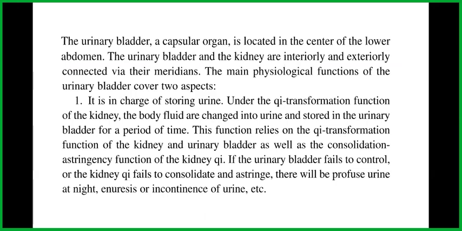Under the qi transformation function of the kidney, the body fluid is changed into urine and stored in the urinary bladder for a period of time. This function relies on the qi transformation function of the kidney and urinary bladder, as well as the consolidation and astringency function of the kidney qi. If the urinary bladder fails to control or the kidney qi fails to consolidate and astringe, there will be profuse urine at night, enuresis or incontinence of urine, etc.